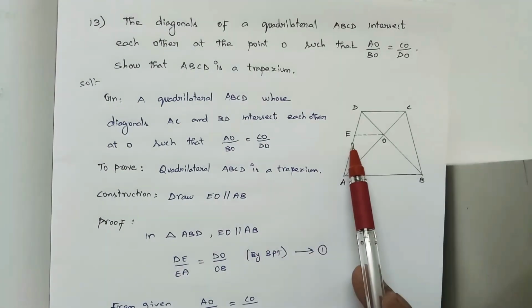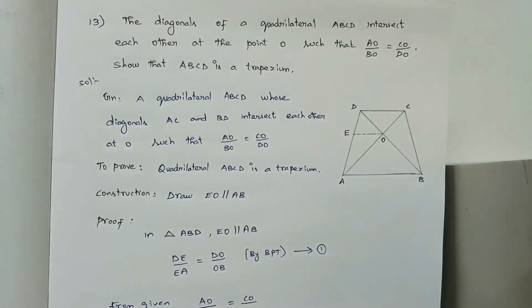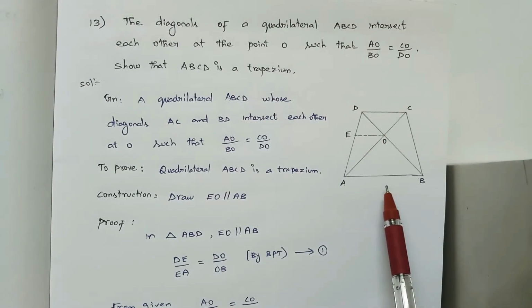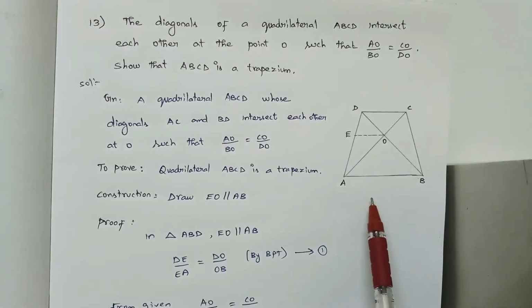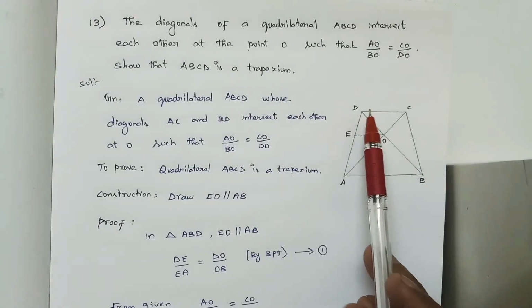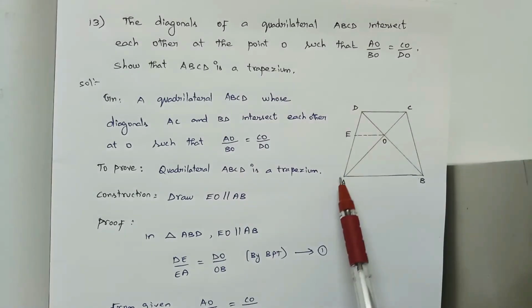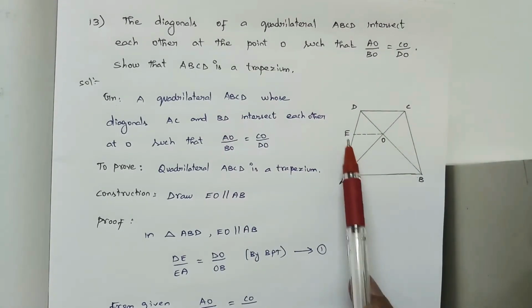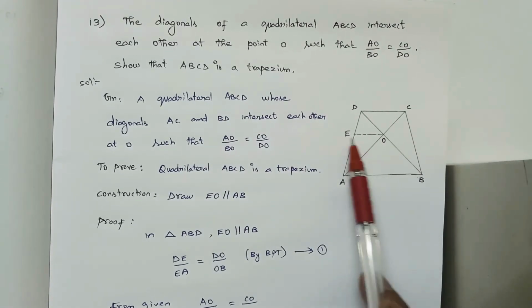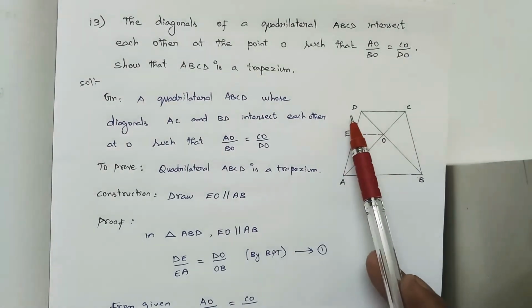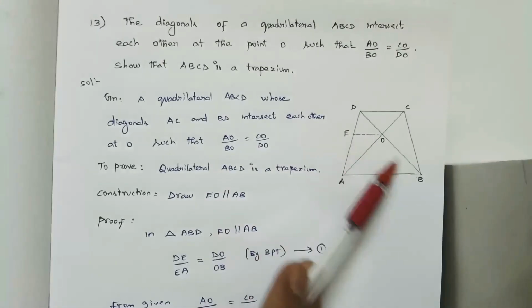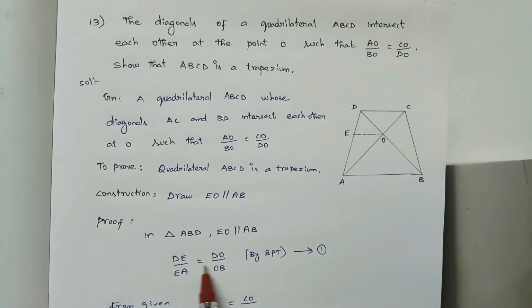So for construction, I'm taking EO parallel to AB, right? I'm drawing EO parallel to AB, for one side alone. So now I have a triangle. What is the triangle? DAB, or ABD. In triangle DAB, EO is parallel to AB. If EO is parallel to AB, then by BPT, DE divided by EA is equal to DO divided by OB. Take it as equation number 1.